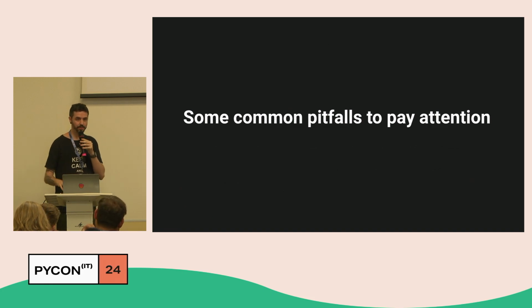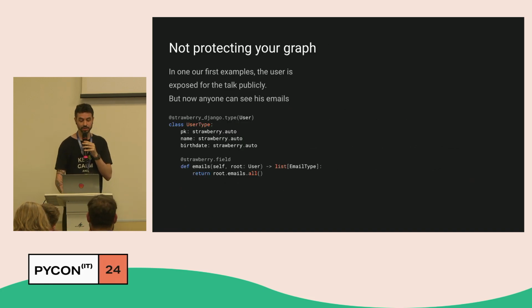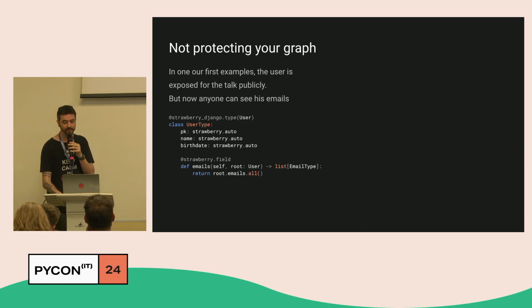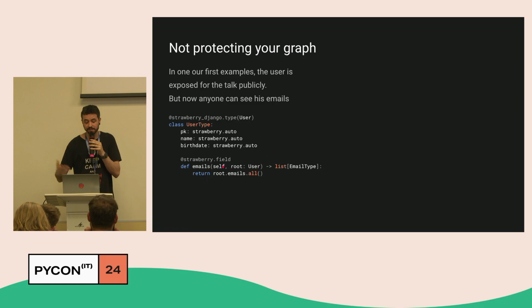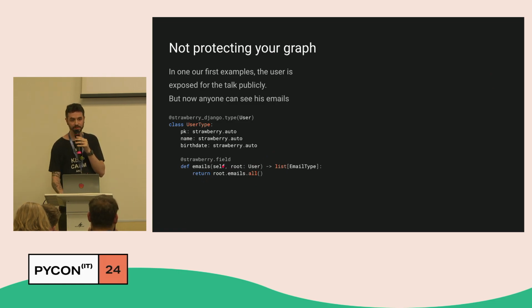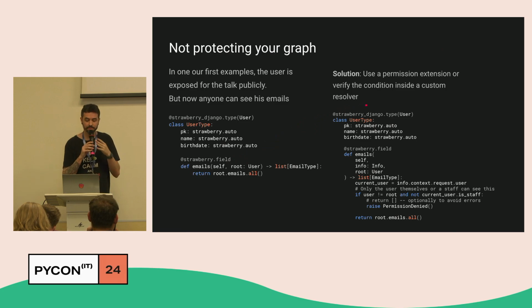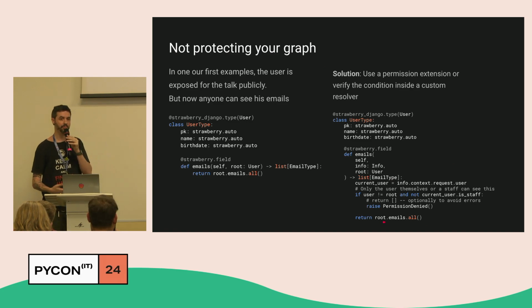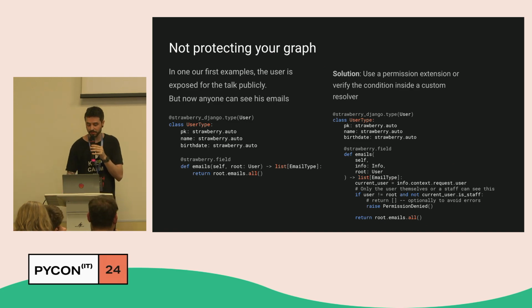Going really quickly now, here are some common pitfalls to pay attention to. The first one is not protecting your graph. As I said, in this case you are just allowing everyone to access the user's emails. How to solve that? You can have a custom resolver for it. In this case, as you can see, the root in here is the user. If he's not himself or he's not a staff user, this is going to raise permission denied. Otherwise, it just returns the emails. Or you can use the permission system that I told you about before.